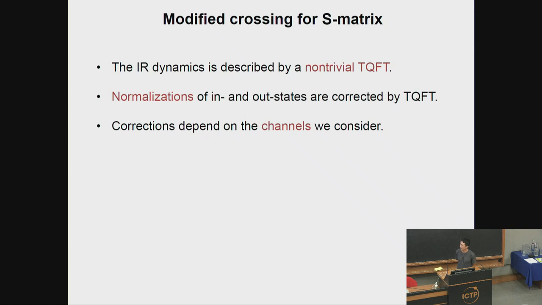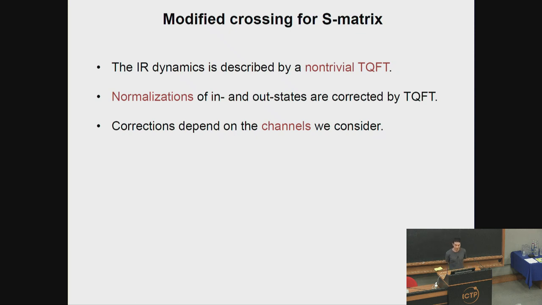So now let's move on to the derivation of the modified crossing, using a similar ingredient. This is a three-line summary of why the crossing symmetry is modified. I'm going to explain in more detail in the next slide, but let me first give you a summary. The important physical property that leads to the modification is that the IR dynamics is now described by a non-trivial topological quantum field theory, as I said earlier.